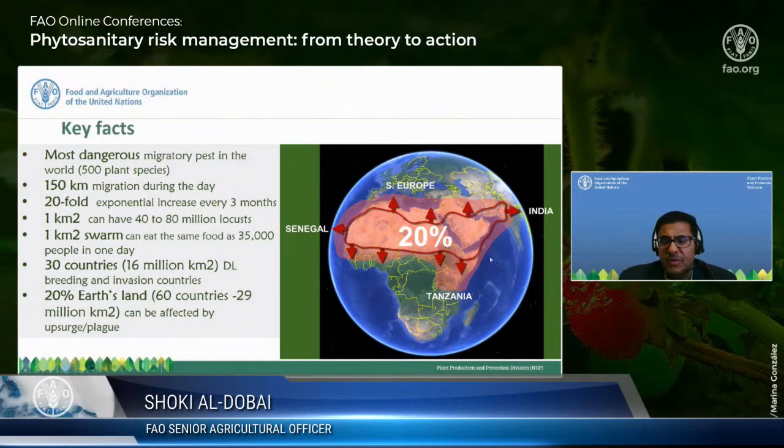Then, about the areas affected by the desert locust, as you see from this map, it covers around 30 countries that are considered breeding and invasion countries, starting from the south, from Senegal and Mauritania, up to the borders of India and Pakistan. So we can say that the area that can be affected by the desert locust covers 20% of the earth's land. Sometimes, during upsurges and plagues, it can expand to up to 60 countries.